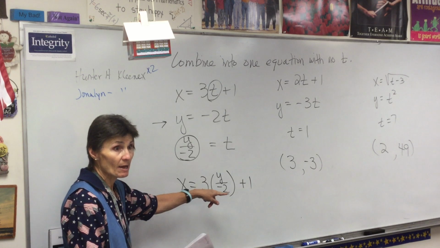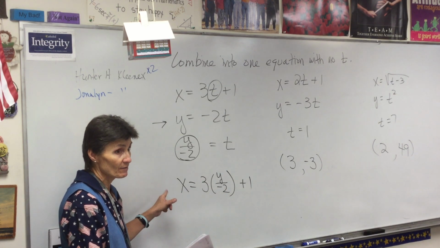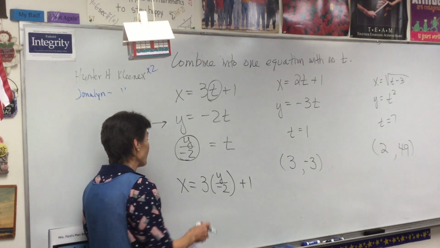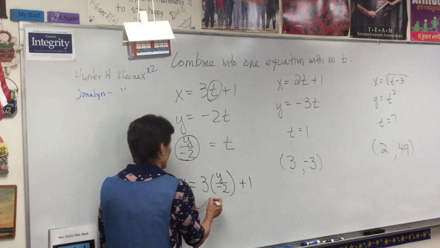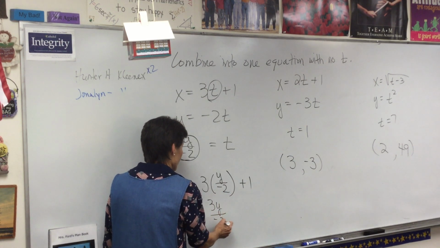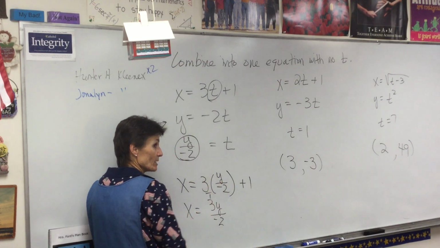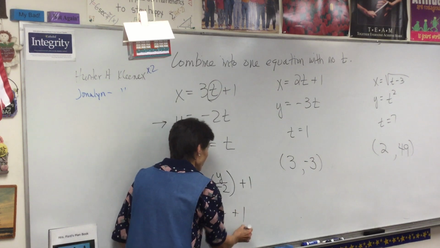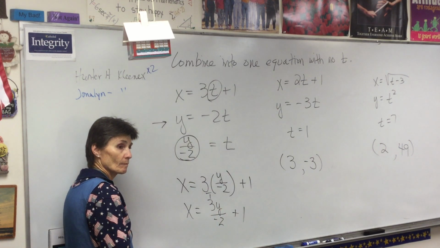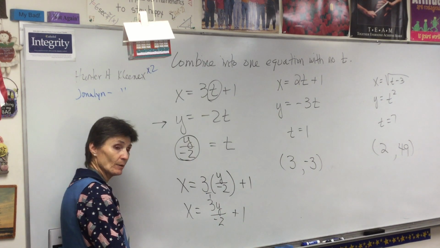I just have to clean this up a little bit, and then I've done the job. So what happens when I multiply these two together? What does that equal? 3y over negative 2. Remember, we're multiplying fractions, so it's going to be 3y over negative 2 plus 1. Is that okay?